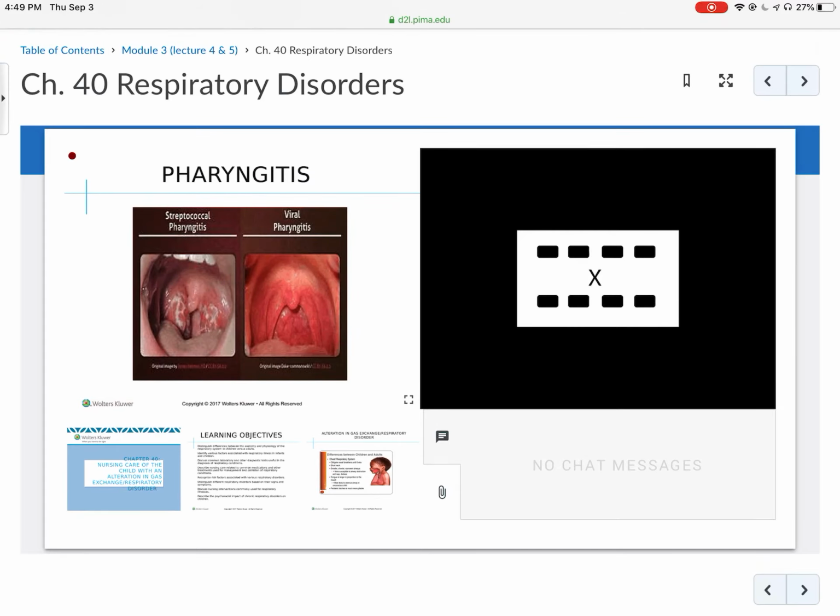Here's my slide on pharyngitis. I lost it. So viral pharyngitis is just a redness of the throat, irritated. You're going to go ahead and treat that symptomatically. It's self-limiting. If you see some white exudate, white spots, you're going to think more about strep.